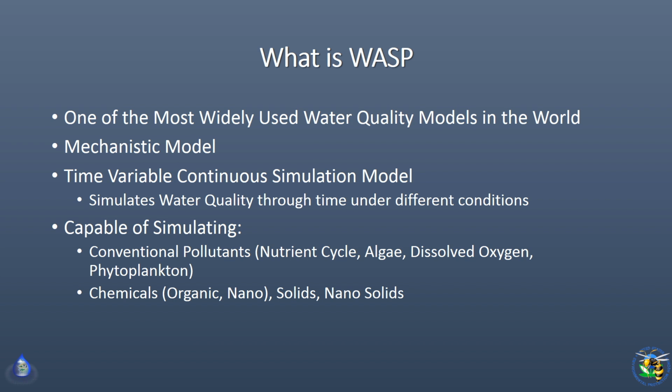It is a time variable continuous simulation model, which means it basically can simulate water quality through time under different environmental conditions, such as meteorological conditions or loading conditions. It's capable of simulating both conventional pollutants and chemicals. There's two modules that are available with WASP. The first one is the conventional pollutant model, the eutrophication model, which does the nutrient cycle, algae, periphyton, macroalgae, dissolved oxygen, and so on and so forth. And then there is the chemical model, which is capable of doing organic chemicals, nanochemicals, and nanosolids.